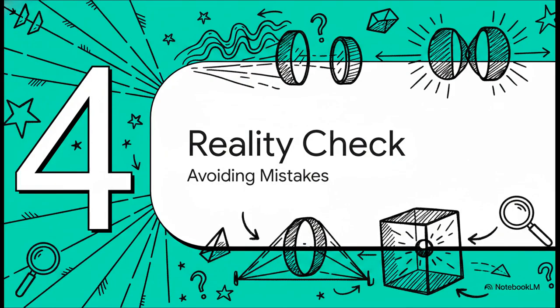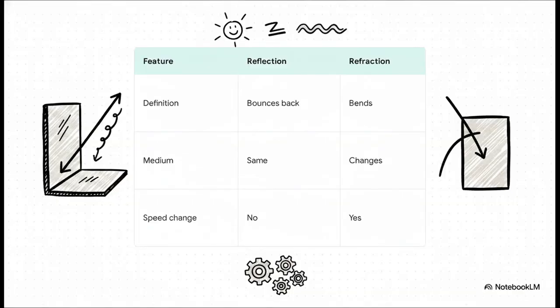Act 4, Reality Check, comparing the concepts and avoiding mistakes. So let's put these two heavyweights head-to-head for a second so we can lock them in. Reflection is all about light bouncing back. Refraction is about light bending. In reflection, the light stays in the exact same medium. In refraction, it crosses into a totally new one. And crucially, in reflection, the speed of light stays constant. But in refraction, the change in speed is the entire reason the bending happens in the first place.